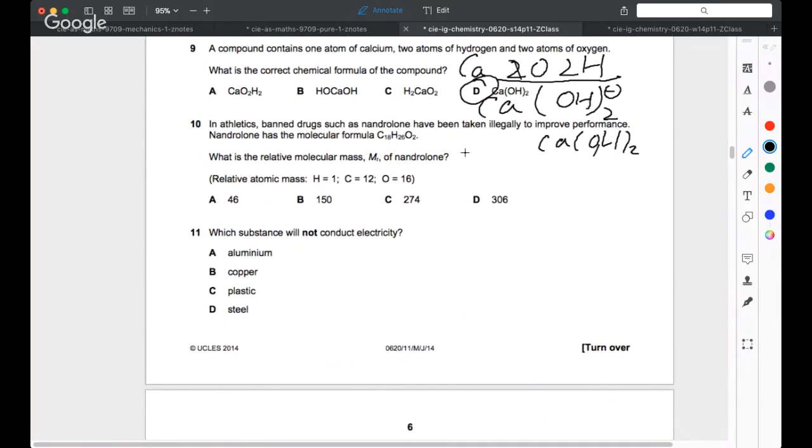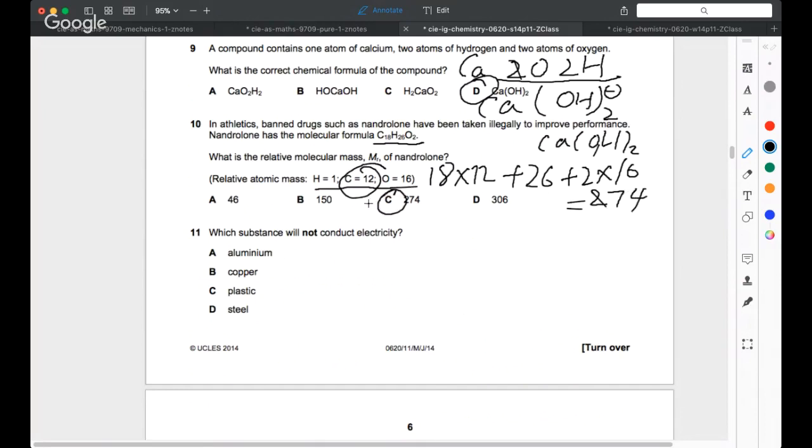So question 10. Question 10. So we're just calculating the relative molecular mass. So we have 18 carbon. So 18 times 12 plus 26 hydrogen, because the relative atomic mass of hydrogen is 1, so it's just 26, and plus 2 oxygen times 16, and that will give you 274. So C is the right answer.